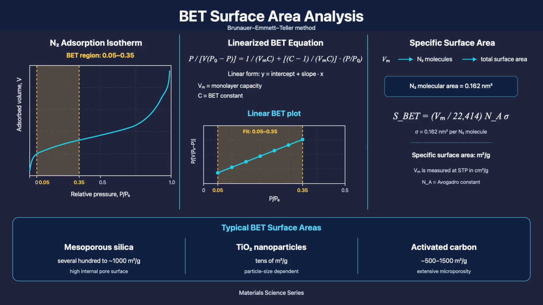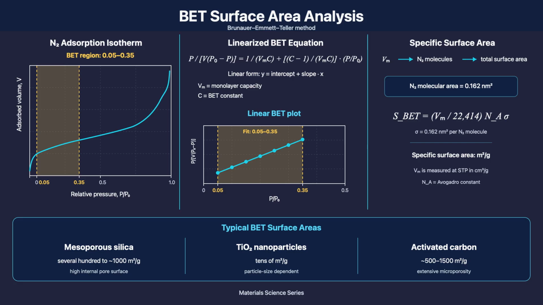over P naught. Plotting the left side versus relative pressure gives a straight line in the range 0.05 to 0.35, from which you extract Vm, the monolayer capacity, and C, a constant related to adsorption energy. Surface area equals Vm times Avogadro's number times the molecular cross-section, 0.162 square nanometers for nitrogen. Results are reported as specific surface area in square meters per gram.